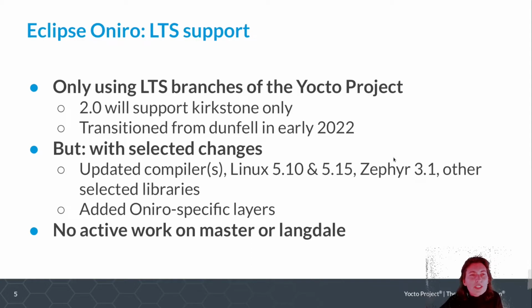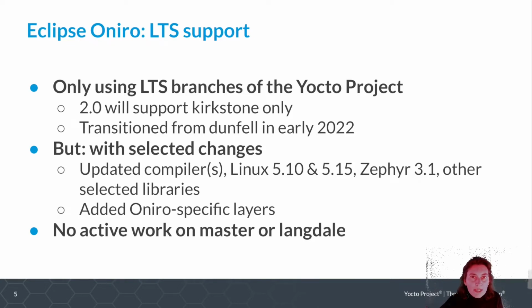Now, what does it mean that Eclipse Oniro uses only LTS? It means that for the 2.0 version, we are working on the kirkstone branch, and we have transitioned from dunfell in early 2020. But with some changes. There is an updated compiler, Linux 5.10 and 5.15, Zephyr 3.1. There are other selected libraries that have changed on update. And of course, there are some specific layers for the Oniro project.